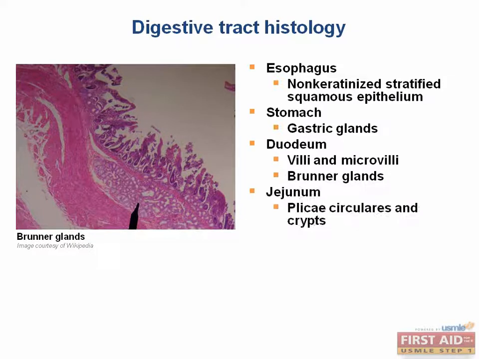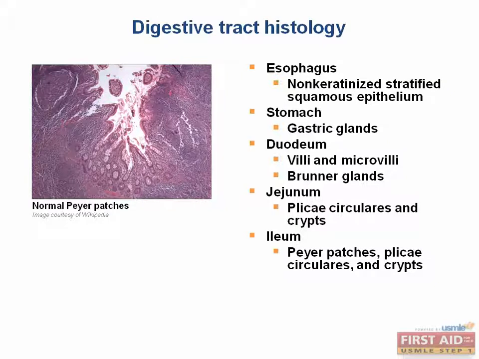Let's next go to the jejunum. The jejunum has the largest number of goblet cells in the small intestine. It also has the same crypts of Lieberkühn as well as the plicae circulares. What are the plicae circulares? Well, as their name suggests, they are circular folds of the mucosa and submucosa. You may also know them as the valves of Kerckring.